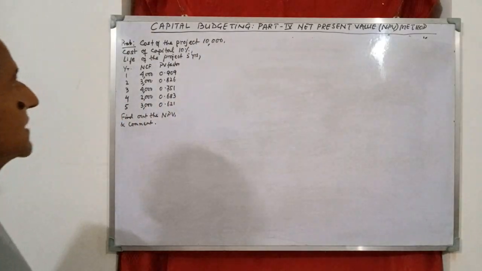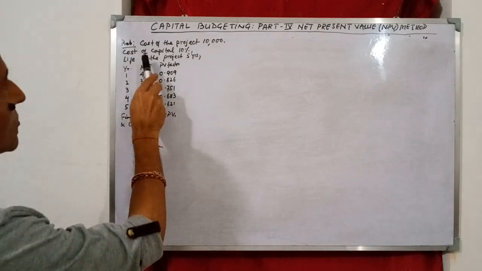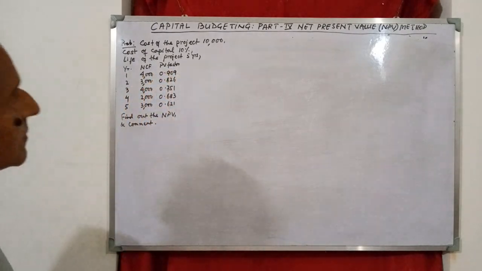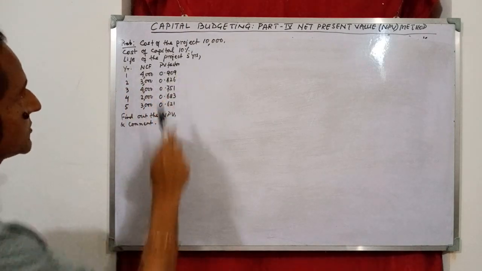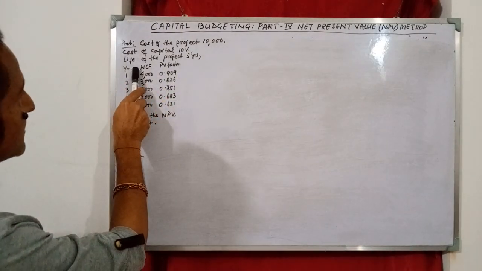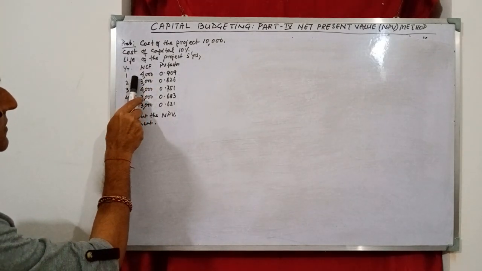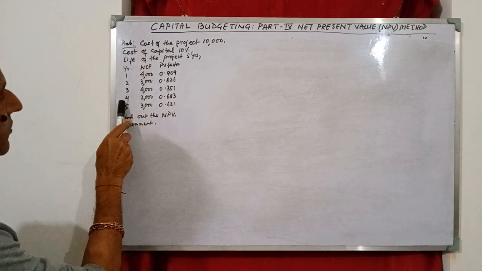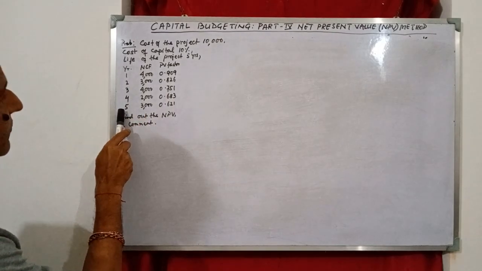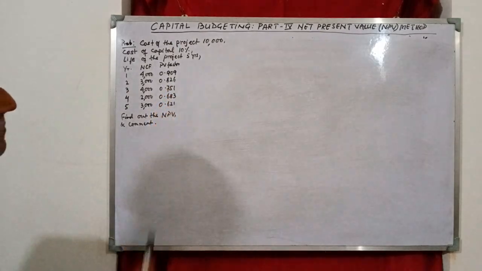So it is given that the cost of the project is 10,000, the cost of capital is 10%, the life of the project is 5 years, and the net cash flow, NCF meaning net cash flow, in year 1 is 4,000, year 2 is 3,000, year 3 is 4,000, year 4 is 2,000, and in year 5 it is 3,000. And these are the present value factors.